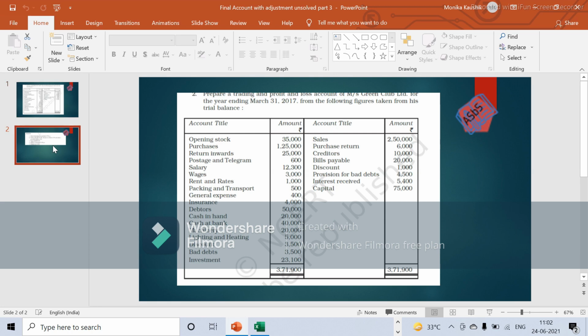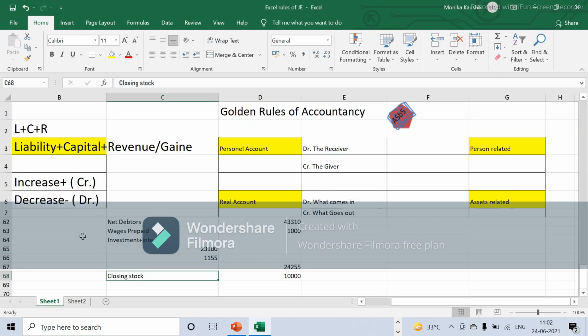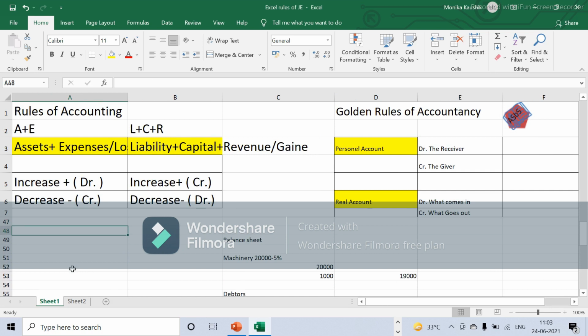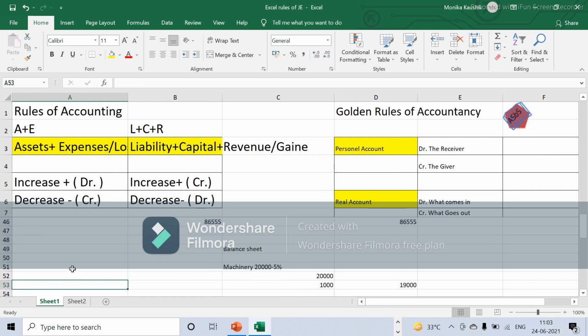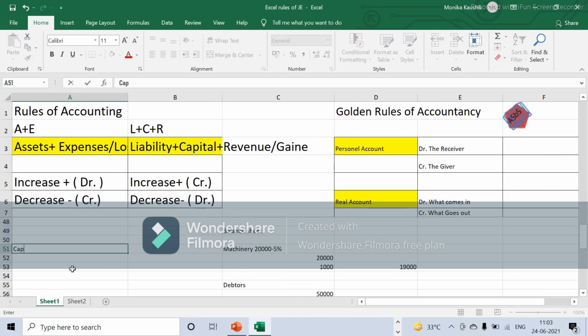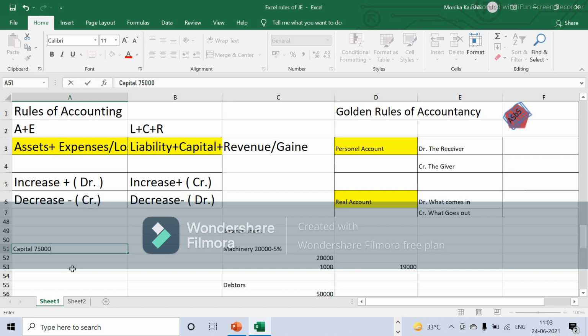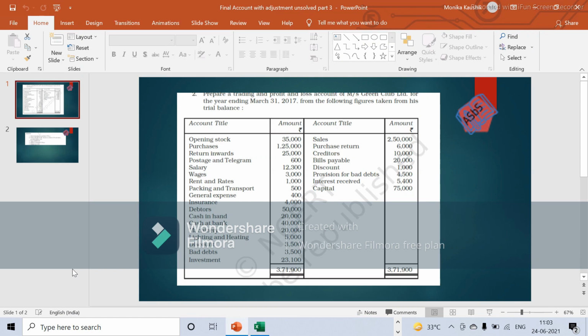Now all the adjustments I have entered in our balance sheet. Now let's start calculating the capital portion first. How we calculate capital in our balance sheet is, in the liability side, capital is given as 75,000. So capital is something which the proprietor has introduced. Now the business will have to pay it back, or this is the liability from the business perspective.